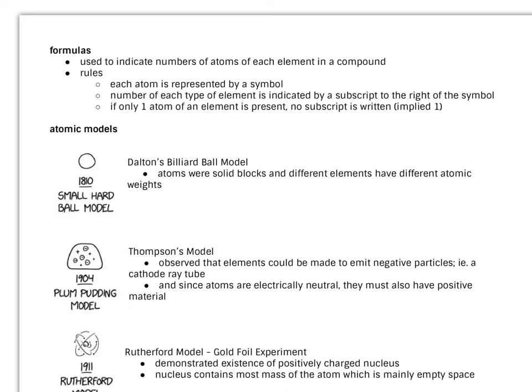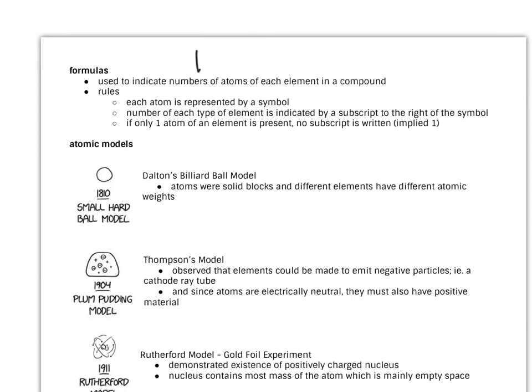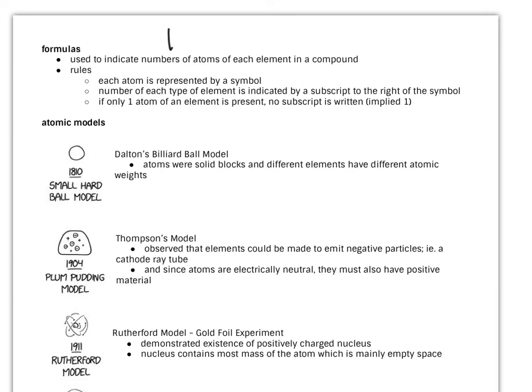So also along with symbols comes formulas, which, again, hopefully we are somewhat familiar with, but we will be getting way more into formulas throughout the year. But formulas are just used to indicate the numbers of atoms of each element in a compound. Okay, so the formula for water. It's a simple one that I'm sure you know of. And it's H2O.